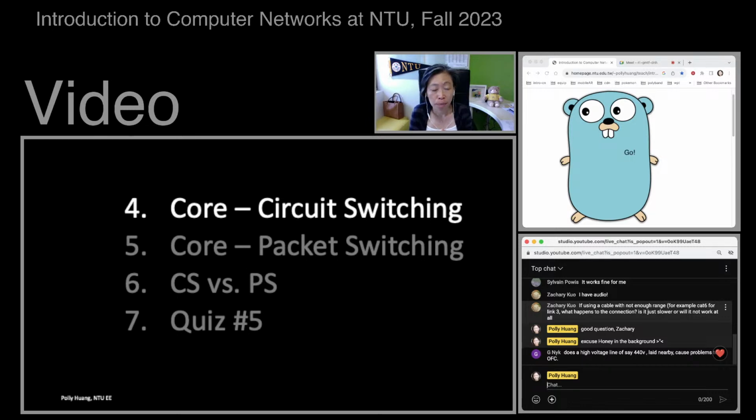Before I play the video, let me try to address a couple of questions from the last video. Zachary was asking, if using a cable that's not enough range, for example, using Cat6 instead of Cat6A for link 3 there, what would happen? Would the data transmission be slower, or would it not work at all? That's a very good question, Zachary.